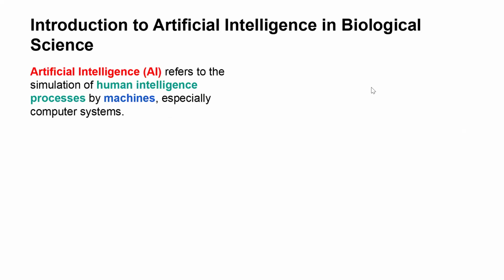What is artificial intelligence? It refers to the simulation of human intelligent processes by machines, especially computer systems. So when we say artificial intelligence, it is when a machine is trained in such a way that it can simulate or copy human intelligence, like, for example, how humans conceive and develop pregnancy. So you can train a machine in such a way that it can conceive and develop pregnancy.